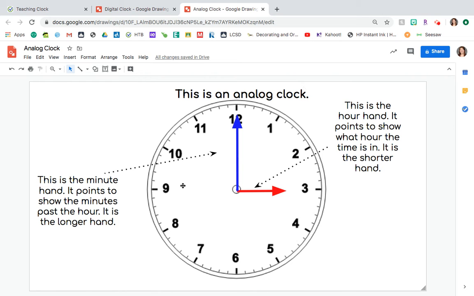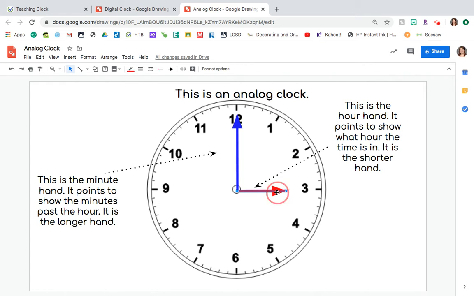So before we start our review, let's review our types of clocks. This right here is an analog clock, and it has two hands on it right now. We have a short hand, which is going to be our hour hand, this red hand right here, and it's going to point to show the hour that we are in. There are 24 hours in a day. Now, if you look, this clock only has 12 numbers on it. So there are 12 hours in the morning, and then there's 12 hours in the evening. We'll get more into that later this week, but for right now, we're going to figure out how to tell the time using the analog clock.